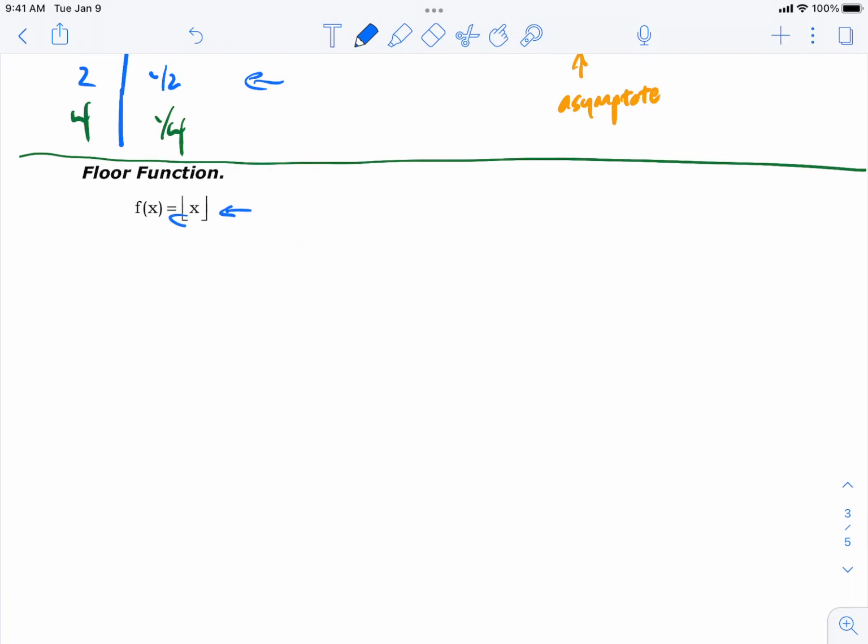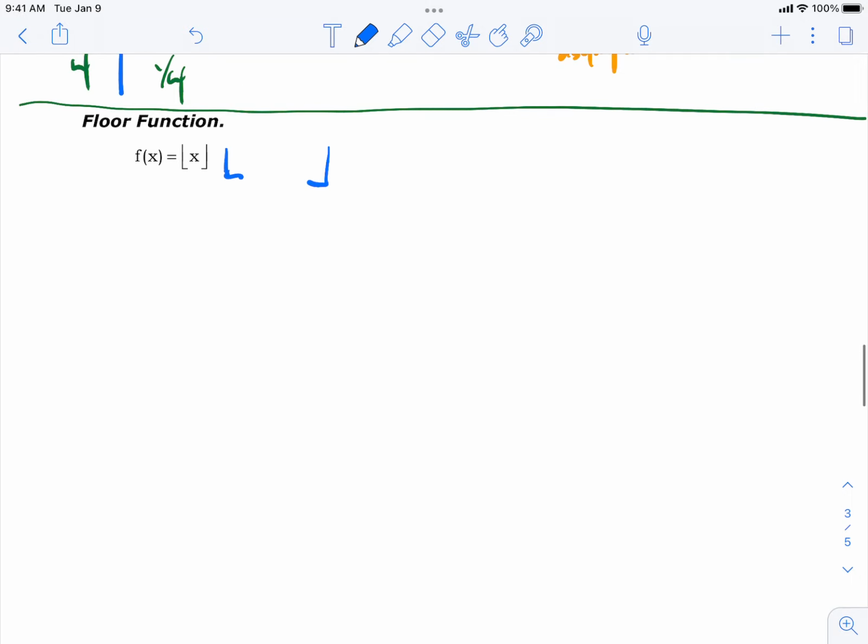Interesting symbol, right? Notice the little hooks there. So it's not quite an absolute value symbol. It's got the weird hooks there. So this floor. Now this symbol is actually trying to give you an image. The floor, of course, is on the bottom, right? That's where the floor is. Okay, so how does this work?